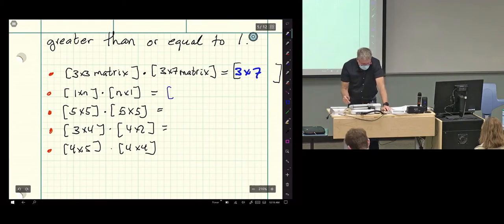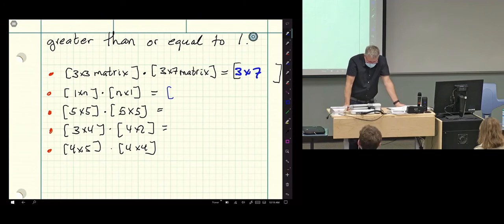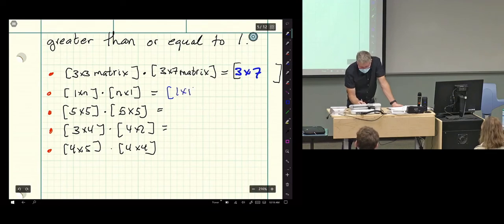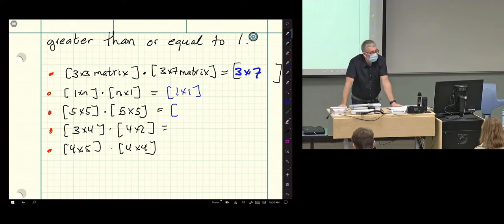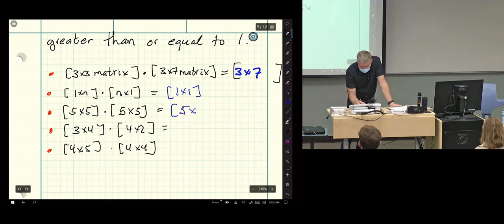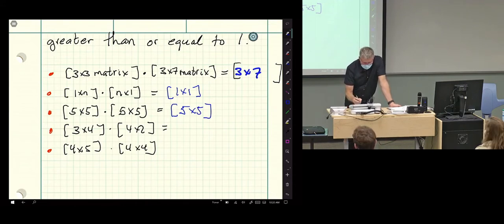So we do a row vector, 1 row and n columns, times a column vector, which has n rows and 1 column, we get a 1 by 1. Yep. Okay. Key thing, the two n's are the same. Here we have two square matrices, a 5 by 5 times a 5 by 5. We recover a 5 by 5. Okay, now we get a 3 by 4 matrix, we multiply it by a 4 by 2. Once again, we see the number of columns of the first matrix is the same as the number of rows. That's the magic thing. And then 3 by 2. So we get a 3 by 2 matrix.